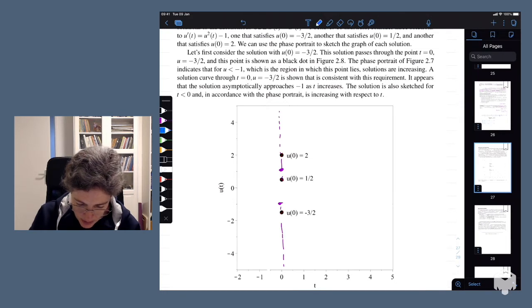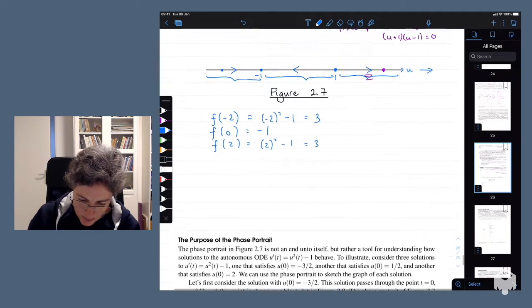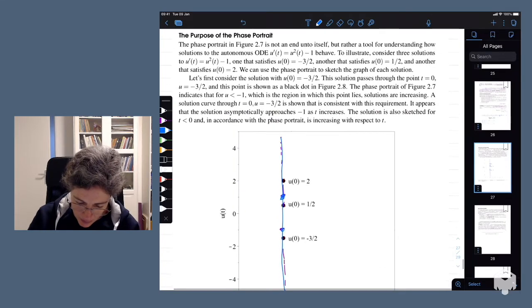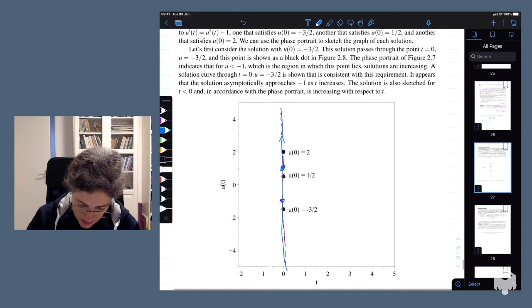Let me do this in blue. We had our -1 and our 1, and our phase portrait said if you were bigger than 1, then you're going to move away. If you're in between -1 and 1, you're going to move towards -1.